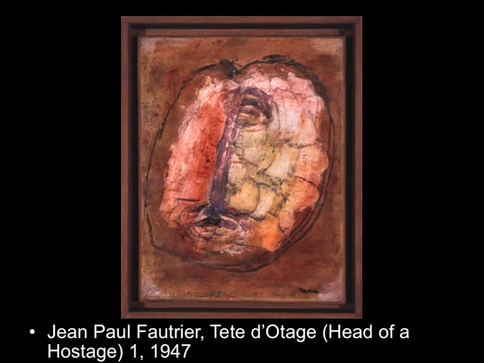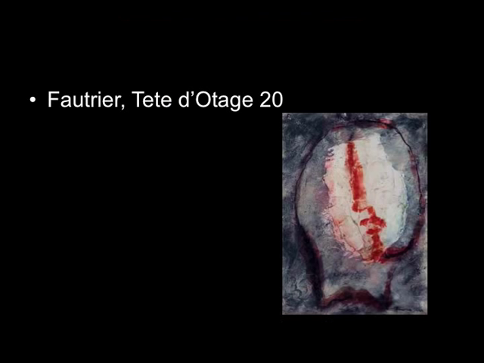Here's another example from that Head of the Hostage series. Here again, you can see it's fairly abstract, but there is a hint in there of the same kind of thing. A bloody gash, maybe exposed skull, a fleshy built-up texture to the painted canvas. Although it's an abstract image, it is very evocative of these ideas, and it's meant to capture some of those ideas.